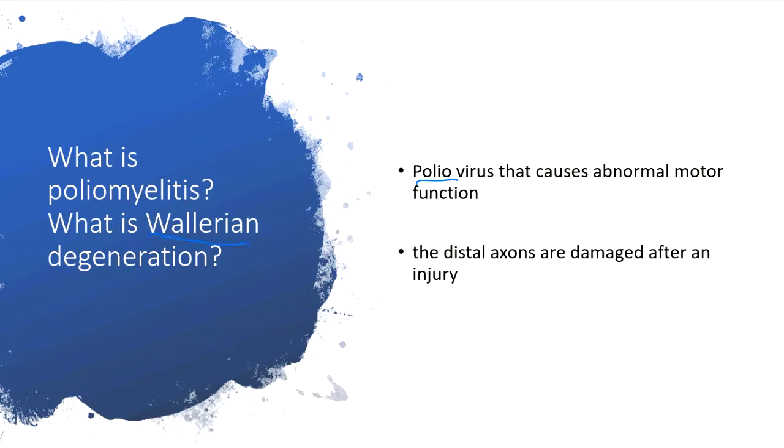Okay, please know Wallerian degeneration. The distal axons are damaged after an injury. So what does that mean? This is your axon. That's the soma. These are the dendrites. And this is your axon right here. Let's say you get damaged.